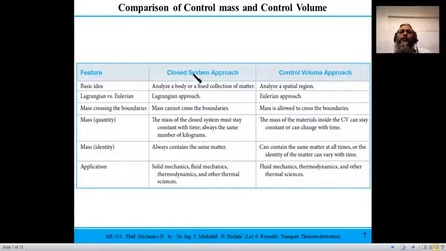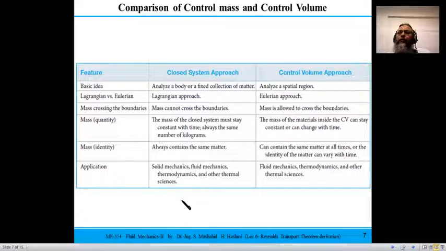As you know, this control mass means you are focusing on a particular bunch of mass, so all the time you are focusing on the same mass. So that would be called a Lagrangian approach. Whereas in the Eulerian approach, you are interested in a fixed region of space, and every time new particles are coming in and leaving. So in a closed system, obviously mass cannot cross the boundary, whereas in control volume, mass is allowed to cross the boundaries.